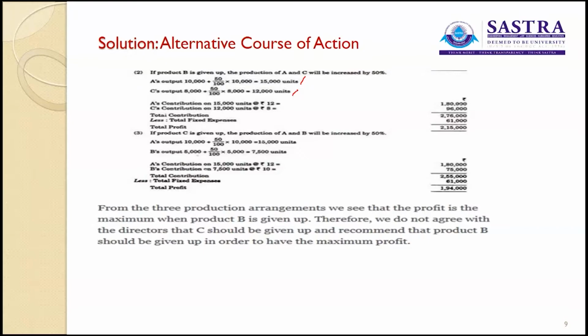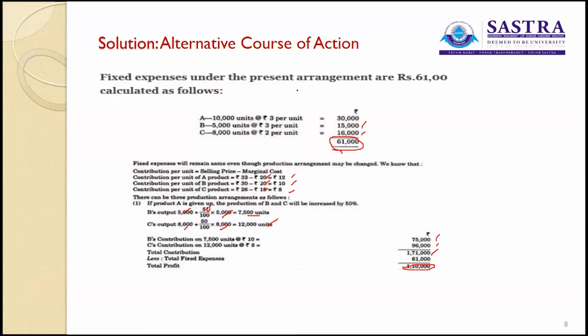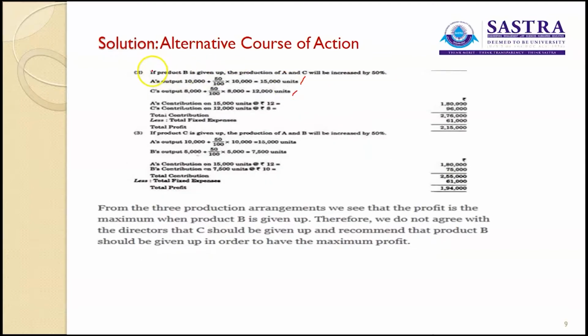Once again, we are going to calculate the contribution of A and C. As we already calculated your contribution per unit as 12 and 8, now we go on to the total contribution. A's contribution is 15,000 units at rupees 12, so it will be 1,80,000. Then C's contribution at rupees 8 for 12,000 units will be 96,000. So totally you will get 2,76,000. As we already calculated, your total fixed expenses are 61,000. We have 2,15,000 as your profit if B is given up.